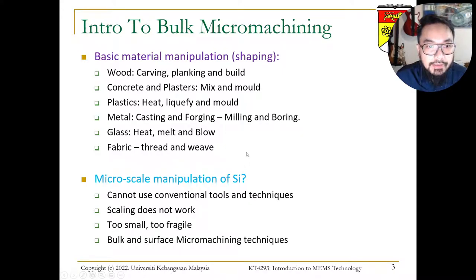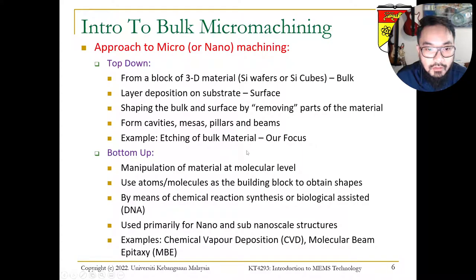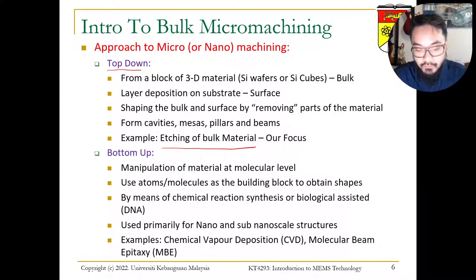I will not go through all this. We have covered all this. The only thing that I want to focus more on is that here we are doing a top-down etching analysis, whereby we do our micromachining based on top-down bulk micromachining, which is essentially etching the material. So from the bulk material, from our silicon, we etch away all the different parts so that we get our desired MEMS structure.